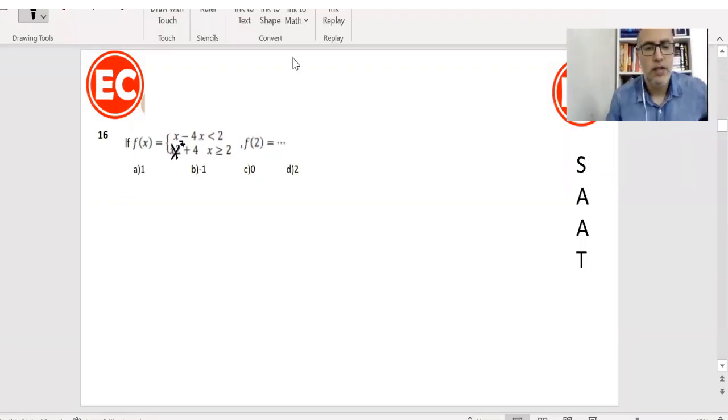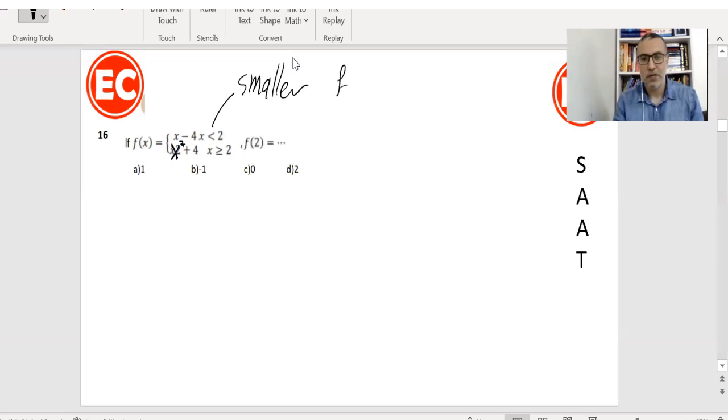This function, we called it a piecewise function. What is a piecewise function? It's a function that is divided into 2 or 3 intervals. If you are looking for any number that is smaller than 2, you are going to replace it here.